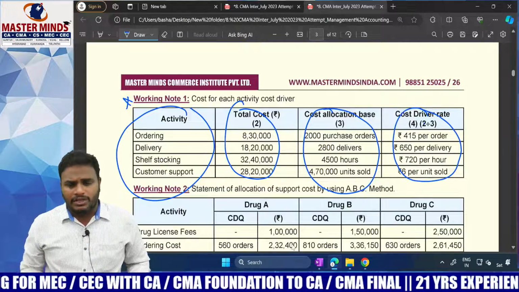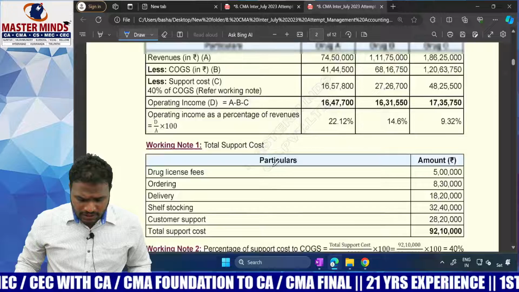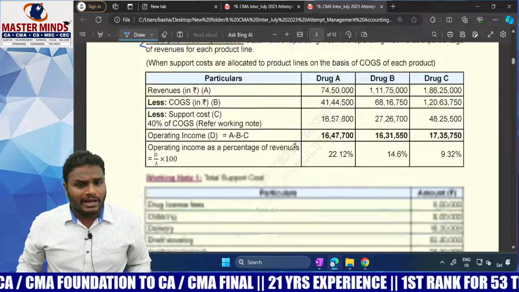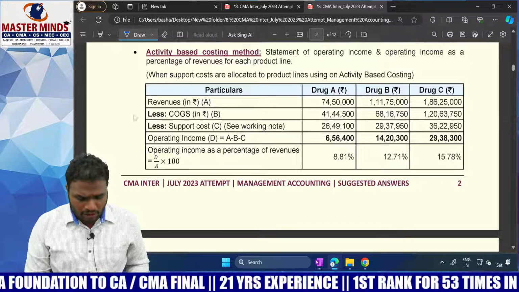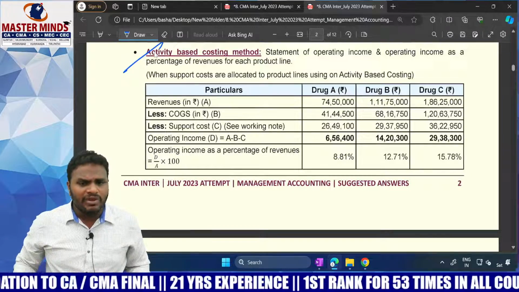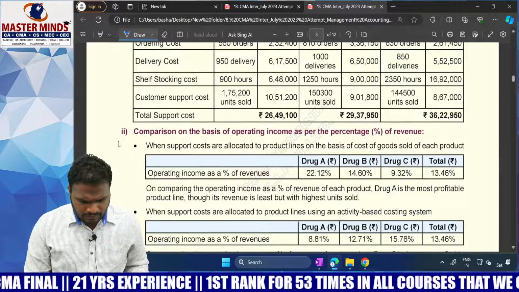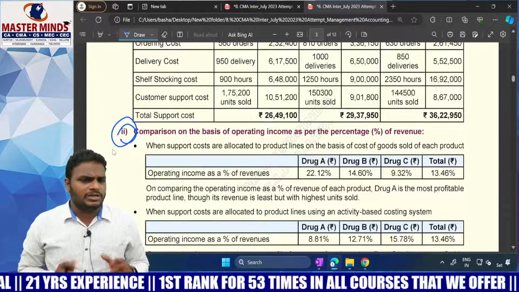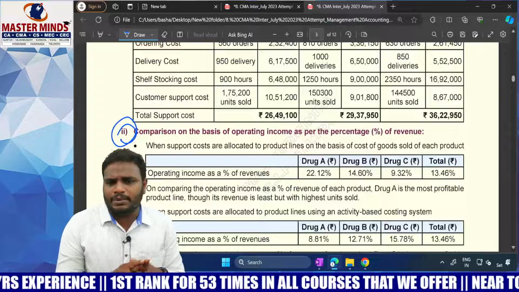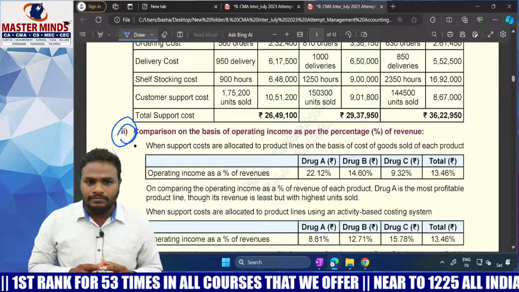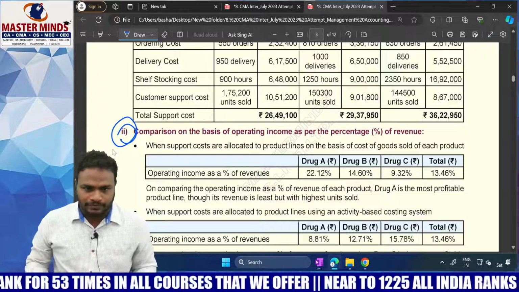Here the requirement is one as per absorption costing method, another as per ABC costing method. We have to compare these two. This is the next requirement. This model is also covered in the material. This is one of the basic and important questions.